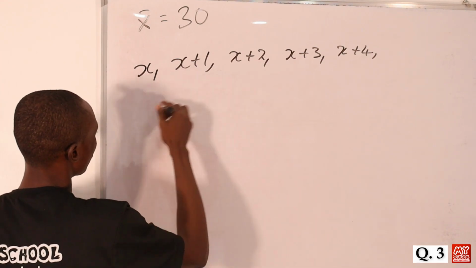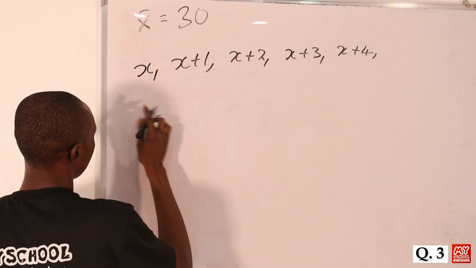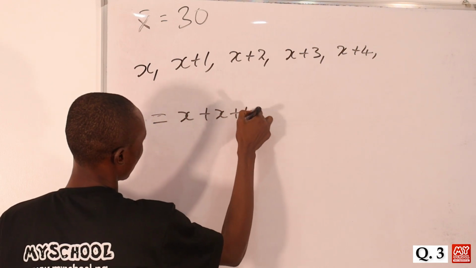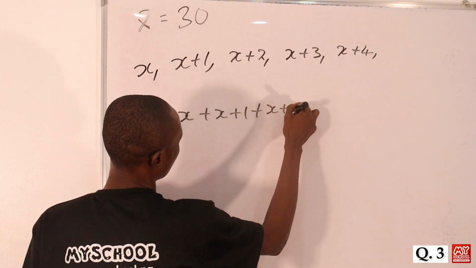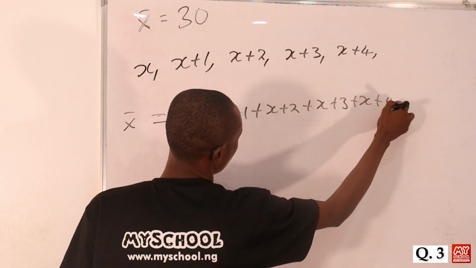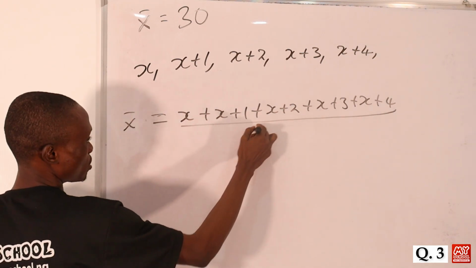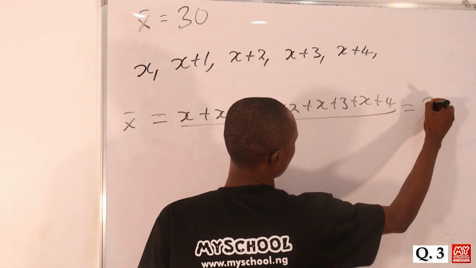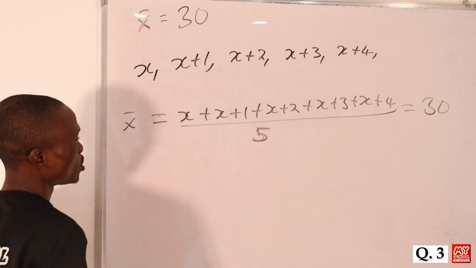Okay, so let's look for the mean. That will be x bar, which equals x plus 1 plus x plus 2 plus x plus 3 plus x plus 4, divided by 5, because there are 5 integers. This equals 30, because the mean has been given to us.